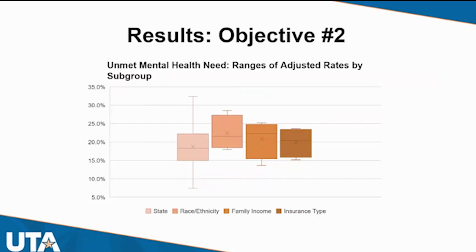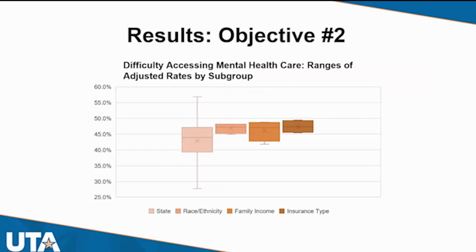And this is what it looks like. This is just a box and whisker plot. You can see that the upper bound and lower bound are significantly wider across states than across any of the other groupings. But the standard deviation is fairly large, which implies that some of this variation is due to a few states having pretty extreme values. And for difficulty accessing mental health care, it's even more extreme, the variation across states compared to the variation across the other subgroups.